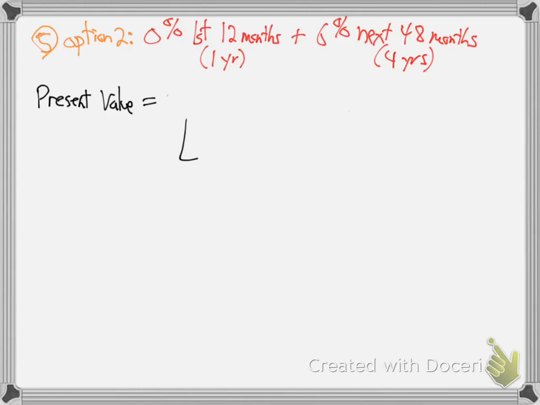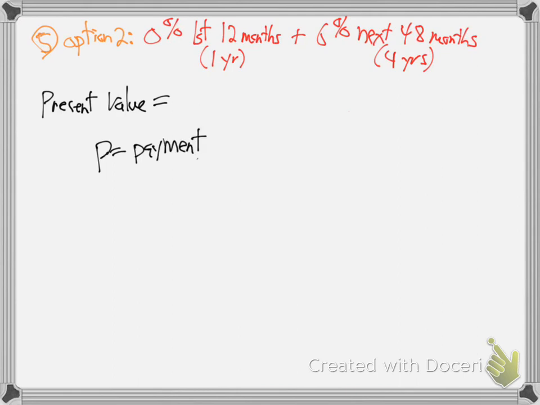Well, here, let me help with this. The way it's going to work, present value, let me write that again. Present value is the loan amount, the cost of the car. Remember P is our payment. Whenever we use that present value formula, both those formulas, P is the payment. We're going to make the same payment for the first year and the last 4 years. It's going to be the same payment all the way. We're just paying no interest for the first 12 months and 6% for the next 48, but it's the same exact payment all the way through.